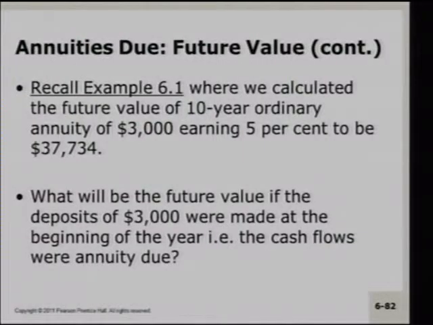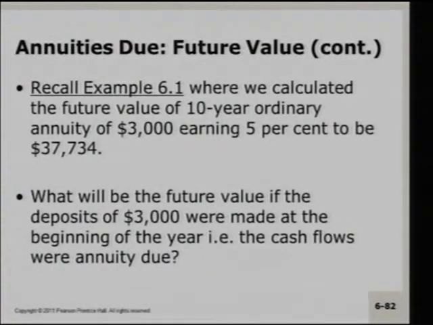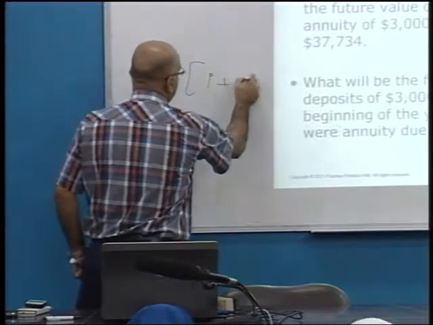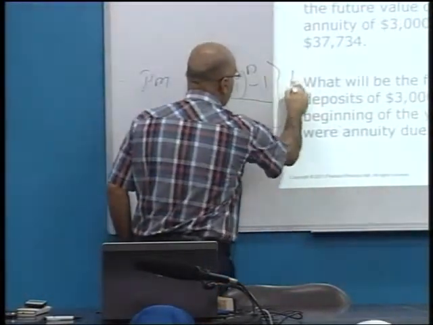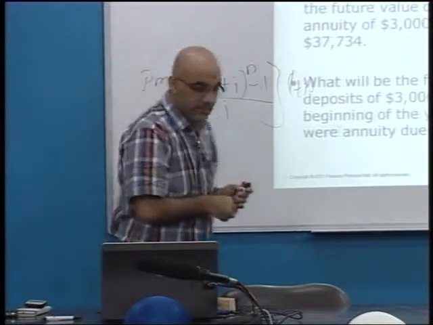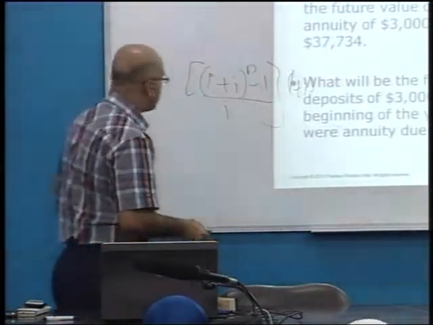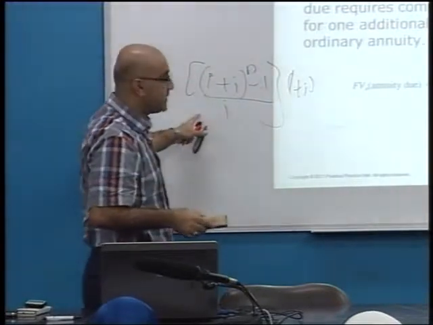Go back and revisit the example where we calculated the future value of a 10-year ordinary annuity of $3,000 yielding 5%, which came to $37,734. You have to apply this equation to calculate the annuity due. So the payment times 1 plus I raised to the power n minus 1, divided by I, and after this, times 1 plus I. Try to do the calculation by yourself to see the difference between this one and the previous one. Apply this equation.